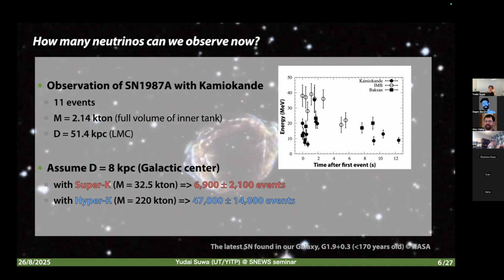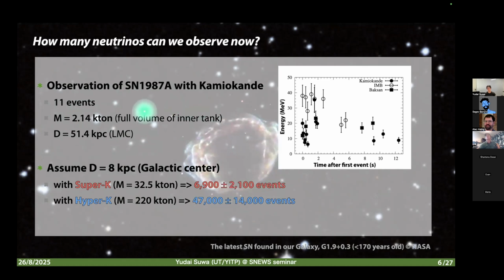Let's assume that now we have a galactic supernova, and it takes place at the galactic center. Then the distance should be about 8 kiloparsecs, roughly 6 times closer than 87A. And with Super-K, the fiducial volume is about 30 kilotons, which is 15 times larger in volume. Combining these two facts, larger volume and closer distance, from the 87A event number we can expect 7,000 neutrinos to be detected. But of course, this is based on small statistics. There is a huge statistical error: 6,900 plus or minus 2,100 events.